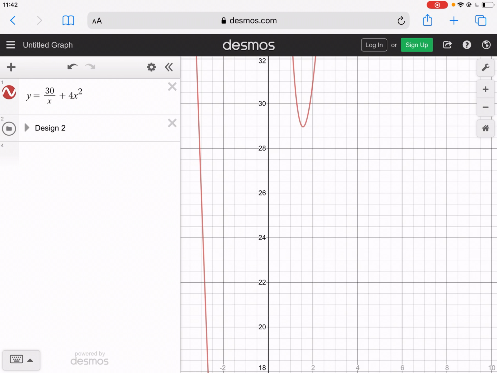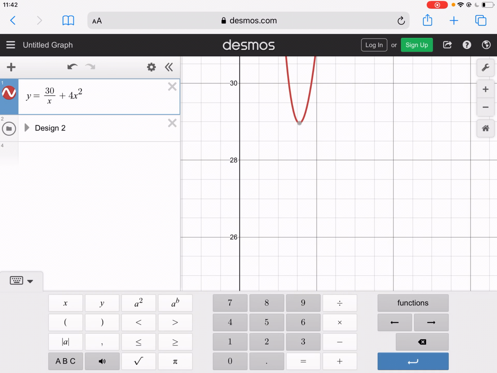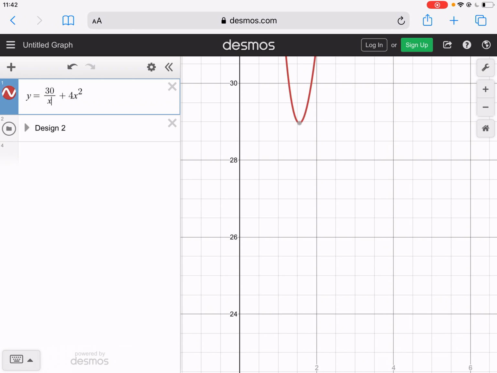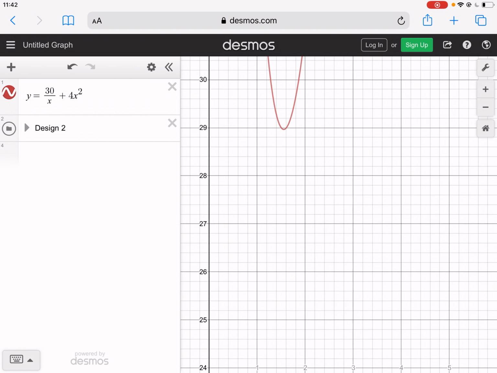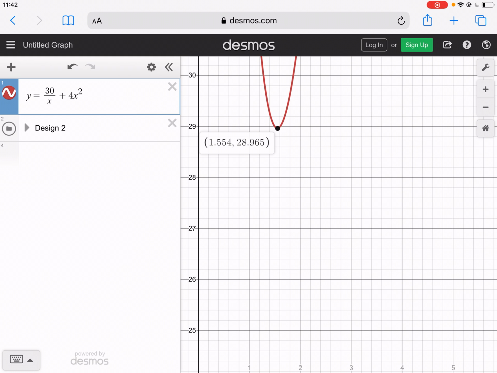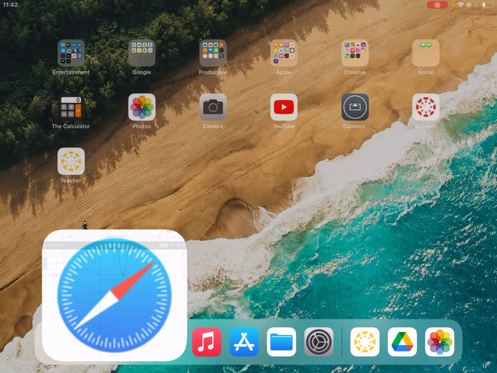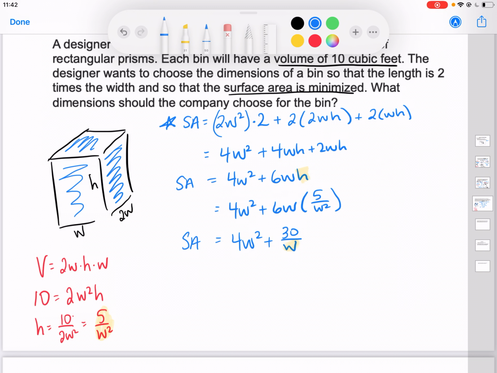It's the same equation. So just so you know, this y represents the surface area and the x represents your width. Okay, so when we find this value, I just search around for my minimum because we're trying to minimize it. So it's saying that our width is 1.554 and our surface area is 28.965. So I'm going to go ahead and go back and write that down. So this is from Desmos. I got that the width is 1.554. Now I don't actually need the surface area because we're trying to find just dimensions.